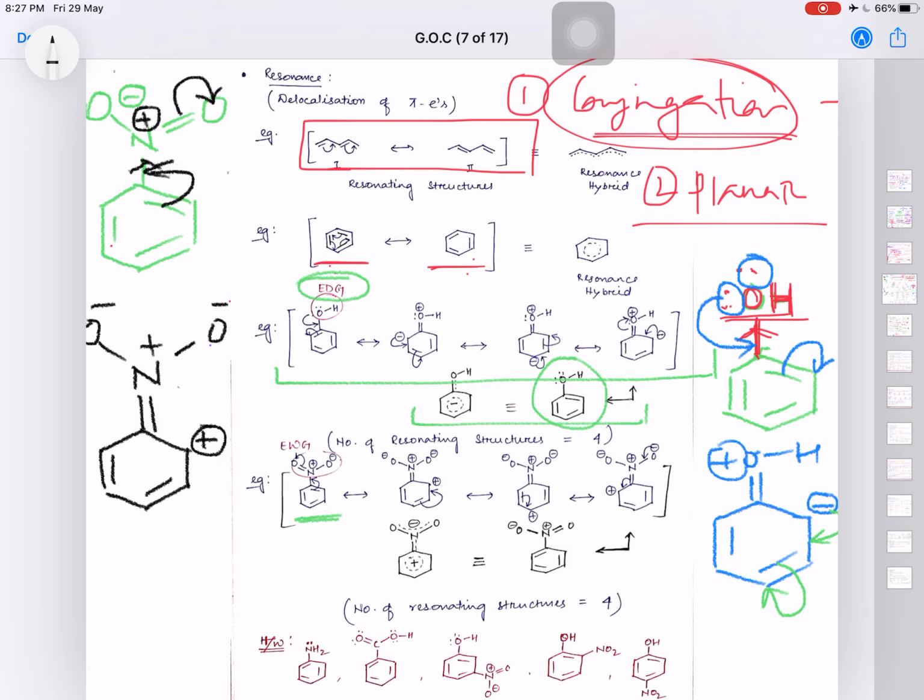Similarly for oxygen also, you see, in the starting structure we don't have any charges, and in the second structure we have a plus charge and a minus charge, so it is balanced out.